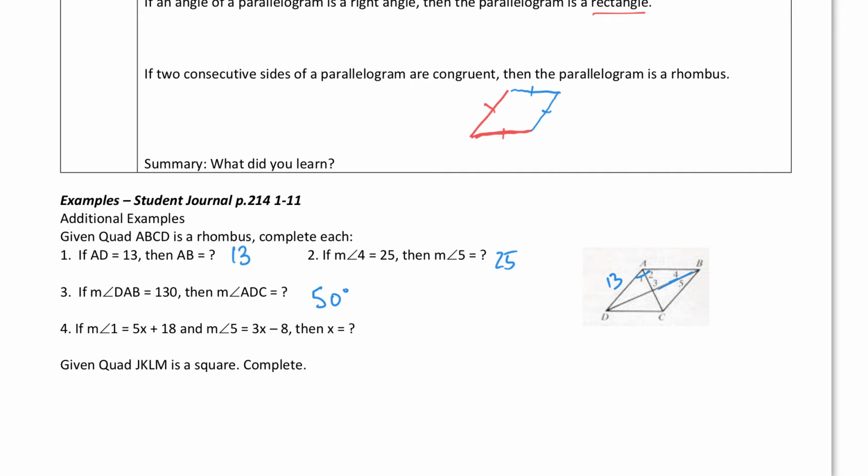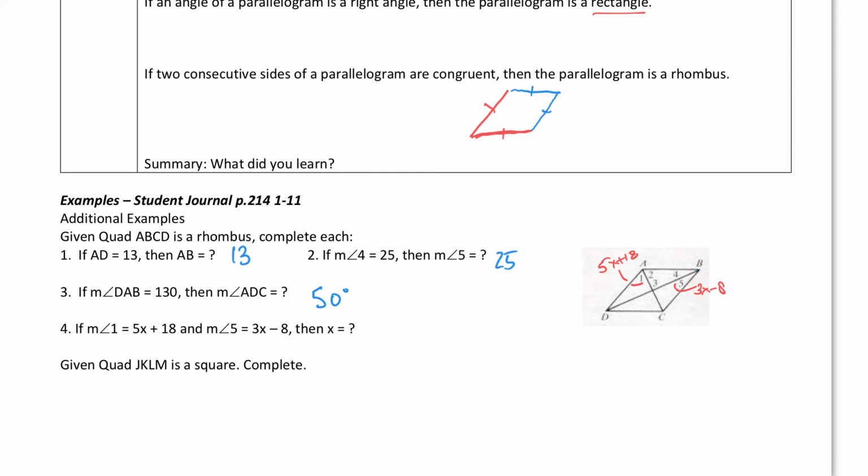Okay, if the measure of angle 1 is 5x, let's erase some things here because it's kind of in the way. Right here, if the measure of angle 1 is 5x plus 18, and the measure of angle 5 over here on this side is 3x minus 8, and this one on this side is 5x plus 18. Well, if it's a rhombus, we know that 1 and 2 are the same. We know 4 and 5 are the same.